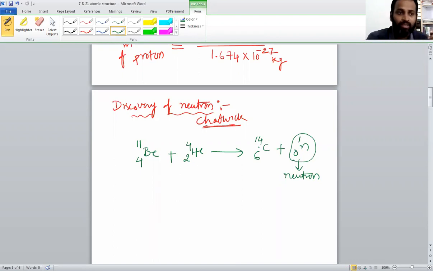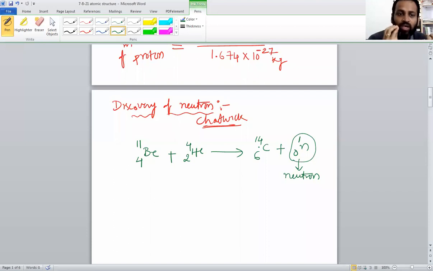But here Chadwick also did the same, copied. He is also a copied person like me. What did he do? He also kept an electric field and a magnetic field for the bombarding of beryllium with helium. Then he observed there is no deflection of this particular neutron.